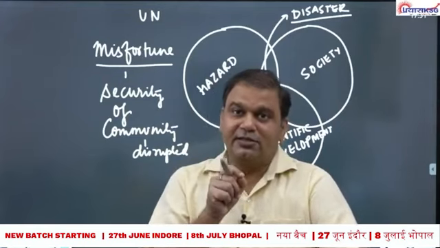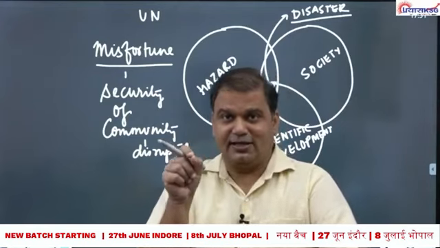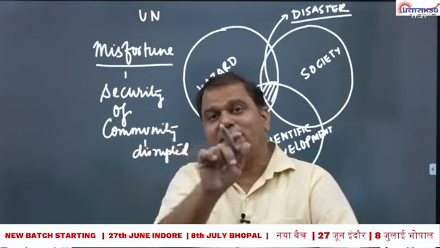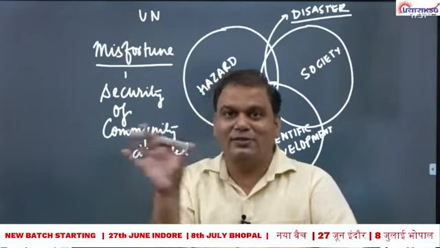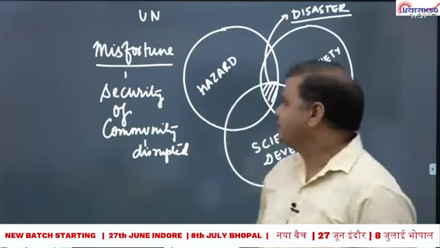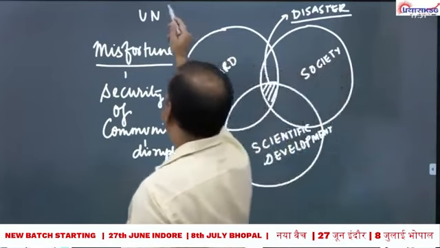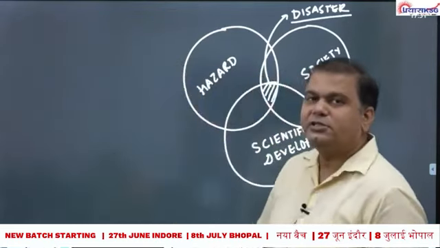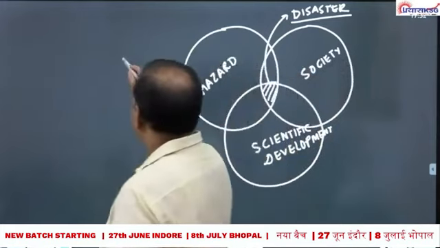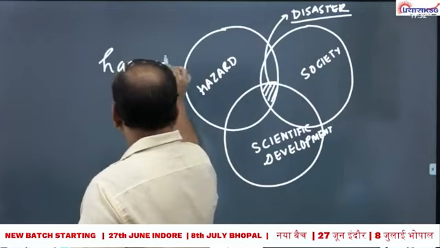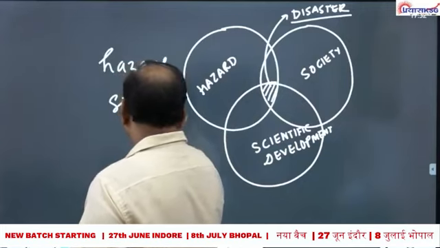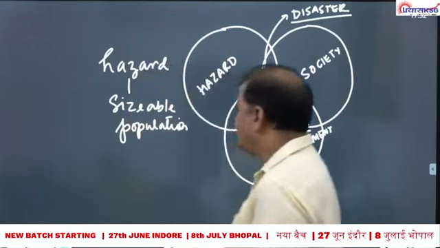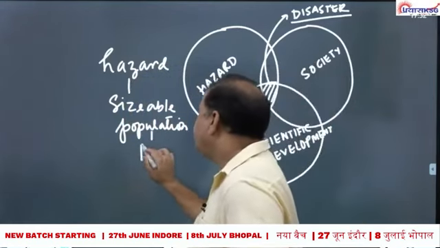Next thing that we have discussed, that difference between hazard and disaster, and on the basis of that we'll define disaster again. Clear? So that the whole concept of disaster is very clear to you, because clearly in your syllabus they have mentioned the concept. So first of all, let's clear the concept of disaster. Is that clear? Now next thing, disaster never happens in vacuum. When a hazard affects a sizable population, it is termed as a disaster.